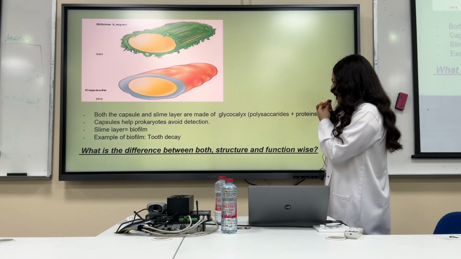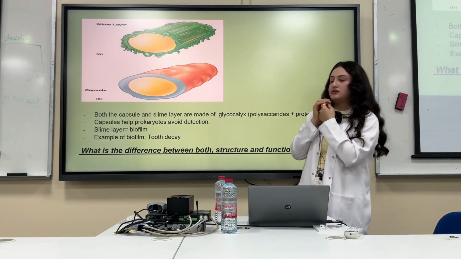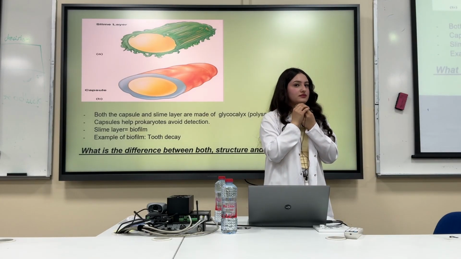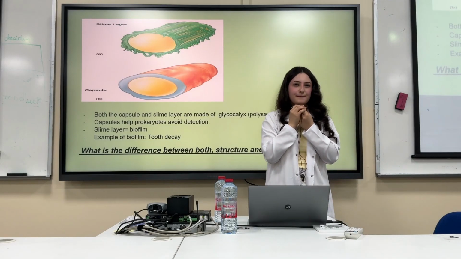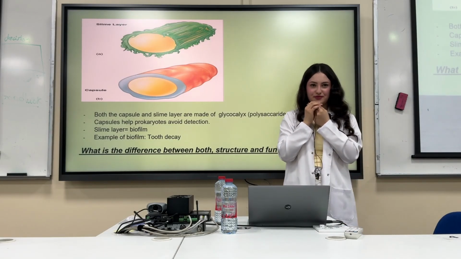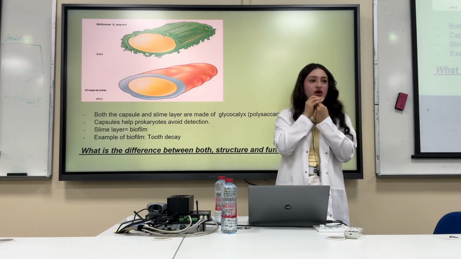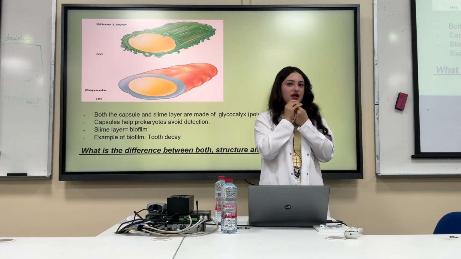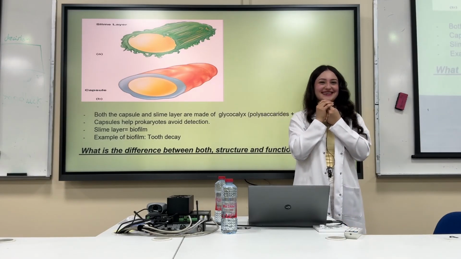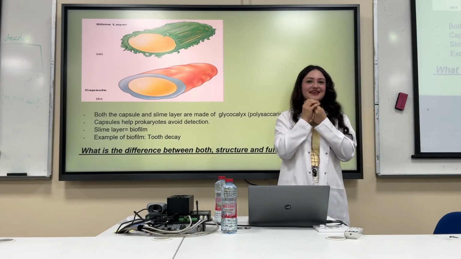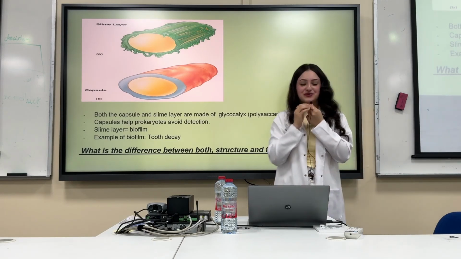What about the function? Slime layer reduces the loss of moisture, stops dehydration of the cell. Yeah, true. With the capsule avoids what? Avoids detection. Do you guys hear his answer or no? Can you say it in a louder voice? The slime layer stops dehydration of the cell. It stops losing moisture. Yeah, true.